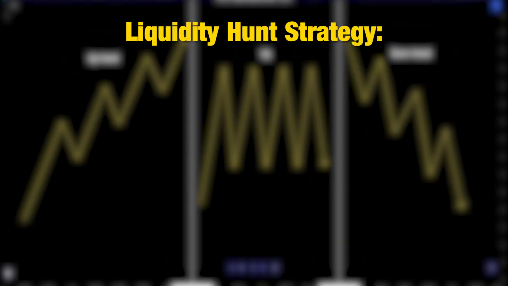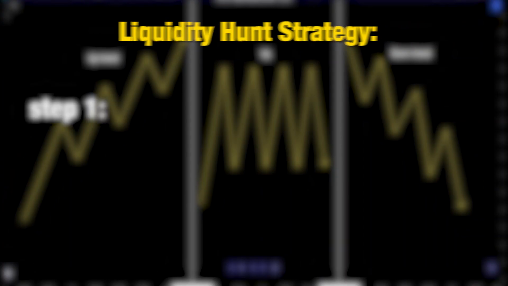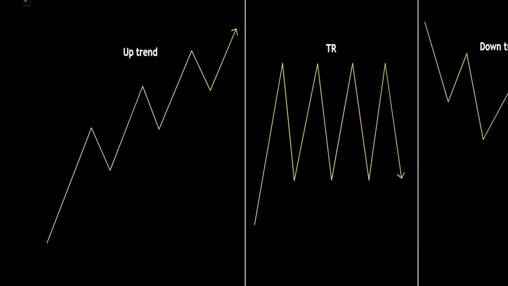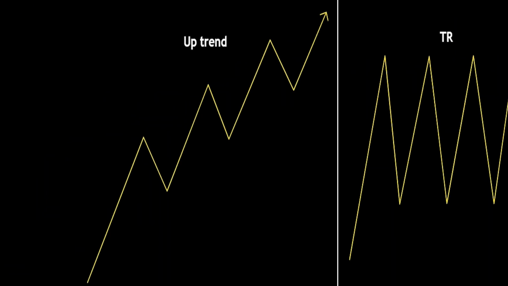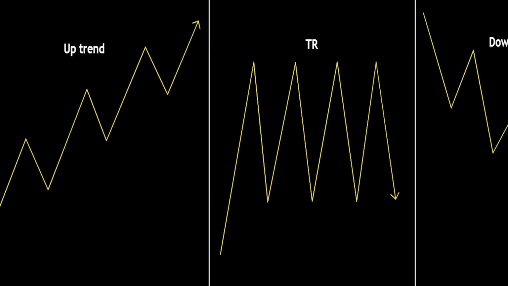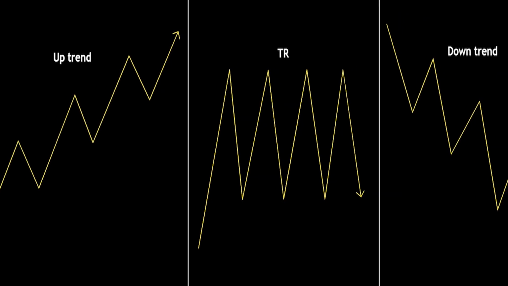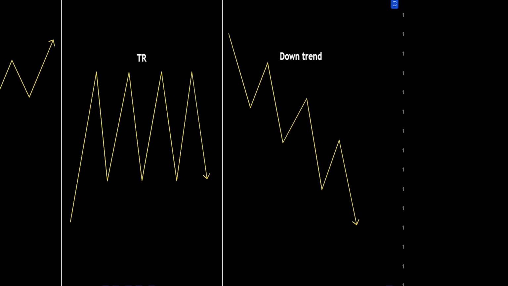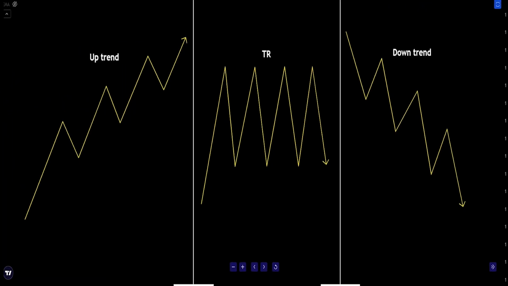Liquidity hunt strategy. Step 1. First, you need to identify the market trend. Why do I say identifying the trend is the first step? Because knowing which part of the market cycle we're in significantly increases your chances of success. You need to determine whether the market is in an uptrend, downtrend, or trading range on the 1-hour time frame.